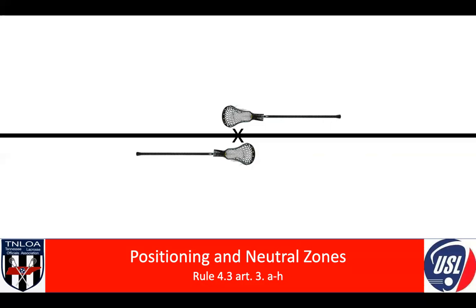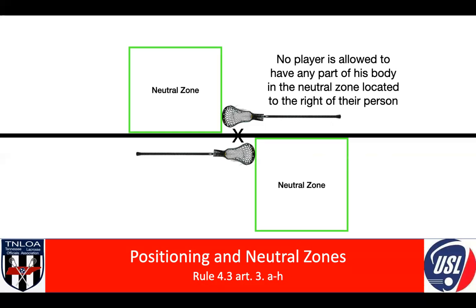Our neutral zones exist to keep the player out of that area. No player is allowed to have any part of his body in the neutral zone located to the right of their person. So if the players are lined up, they cannot be in the neutral zone to their right. They are allowed to be in the neutral zone across from them, though.